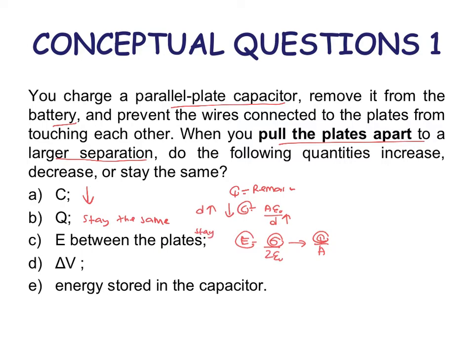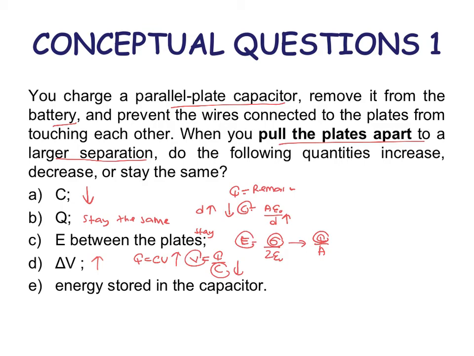So what about the potential difference? Will the potential difference increase or decrease? We are going to look at Q equals CV, so V equals Q over C. Q is going to remain constant, and C will decrease. Therefore, your V will increase, inversely proportional. So this one is going to increase.